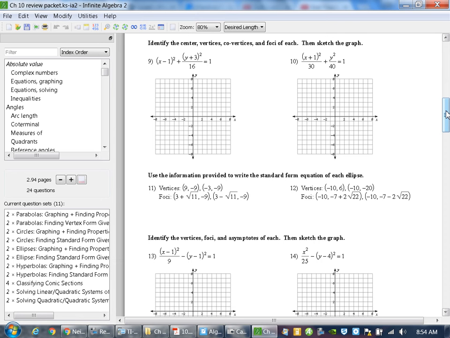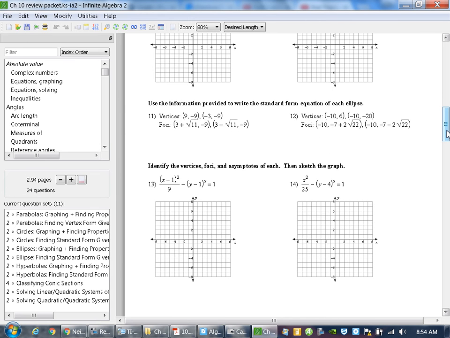These are obviously going to be ellipses because of the plus sign between the two. Write the standard form of the conic given vertices and foci. When we are given vertices and foci, are we supposed to find the covertices? No, you don't need to. Okay, because I don't know.